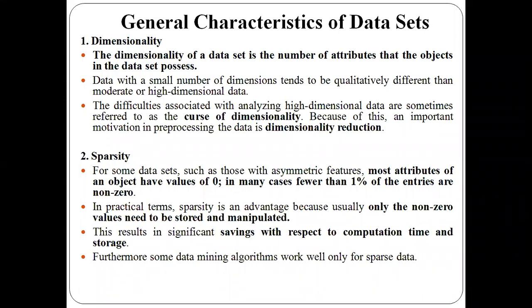Approximately 99% of the stored values will be zero. Only less than 1% of the attribute values will have non-zero values. Since in asymmetric attributes we are bothered only about the presence of non-zero values, we have some advantages here.